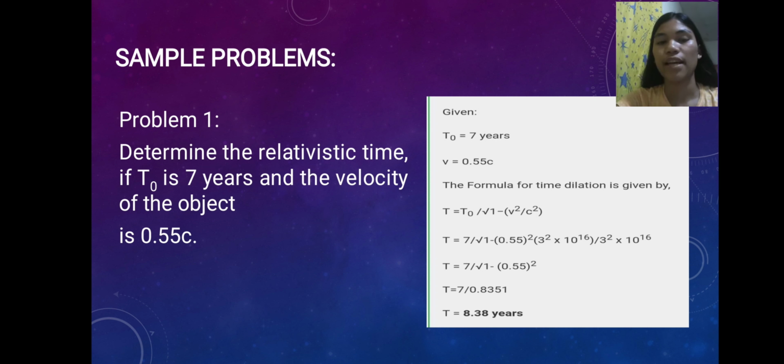Now let's try to answer this sample problem about time dilation. Determine the relativistic time if t0 is 7 years and the velocity of the object is 0.55c. To solve this problem, since we already know the formula, let's substitute the values given. This will result in 7 years over the square root of 1 minus v squared over c squared, where c is the constant for the velocity of light, 3 times 10 raised to 8 meters per second. And the final answer would be 8.38 years.